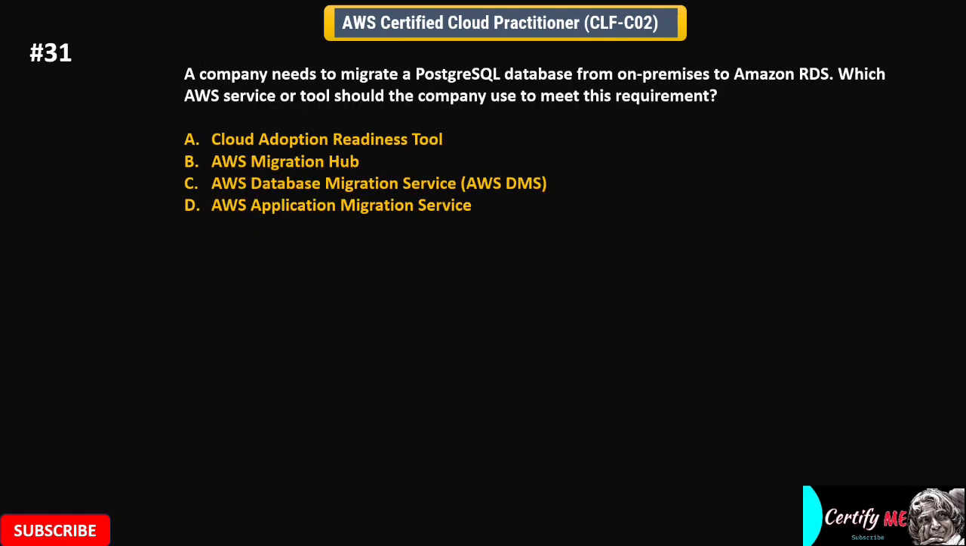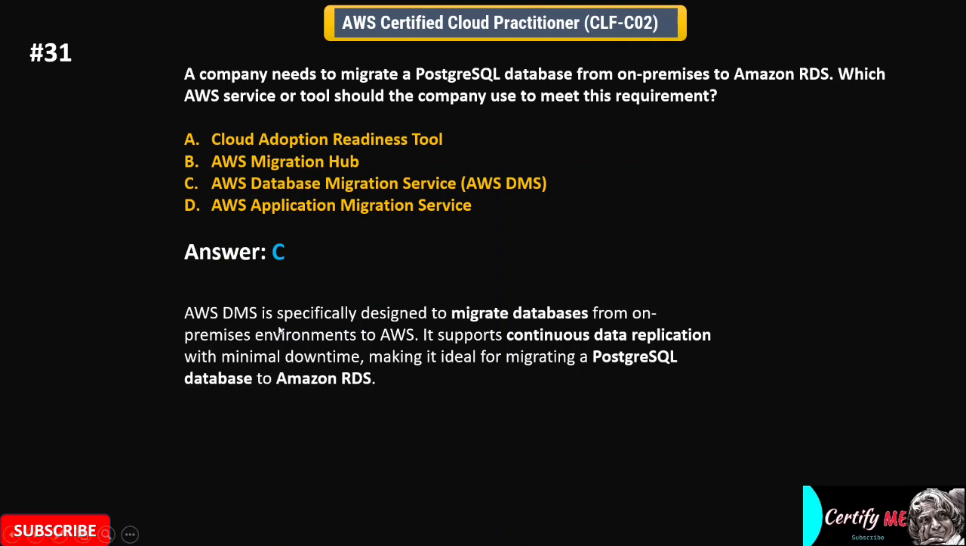Next one. A company needs to migrate a PostgreSQL database from on premises to Amazon RDS. Which AWS service or tool should the company use to meet this requirement? Option A, Cloud Adoption Readiness Tool. Option B, AWS Migration Hub. Option C, AWS Database Migration Service. Option D, AWS Application Migration Service. The correct answer is option C.